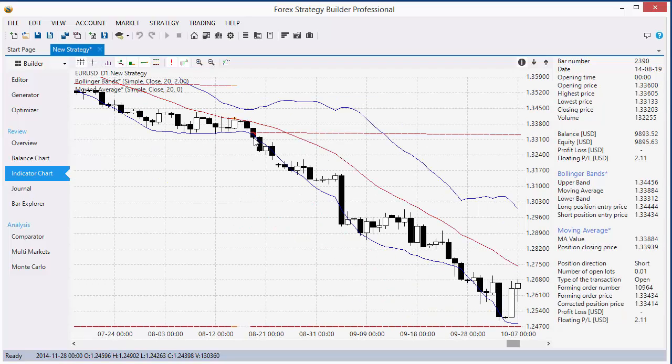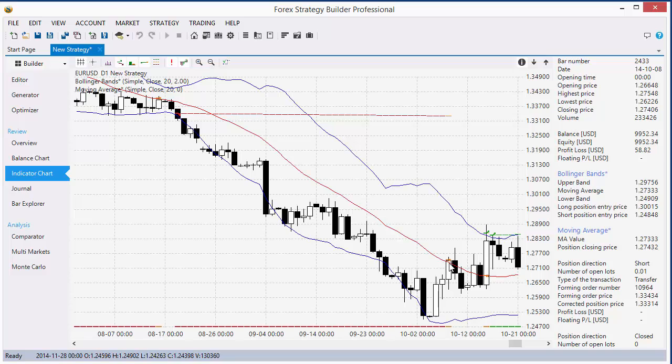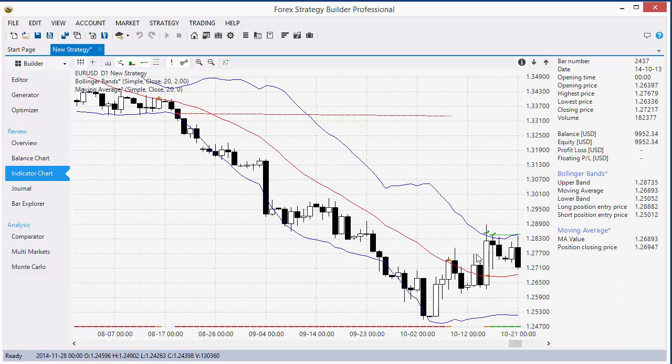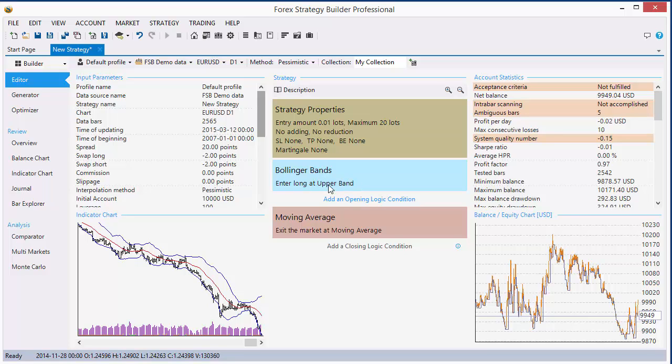This moving average is exactly over the middle line of the Bollinger Bands. And for example, here we have a short entry at the lower band, and our exit is at the middle line, at the moving average. But we do not open a position here, we will open at the upper band according to the entry rules. Enter long at the upper band.